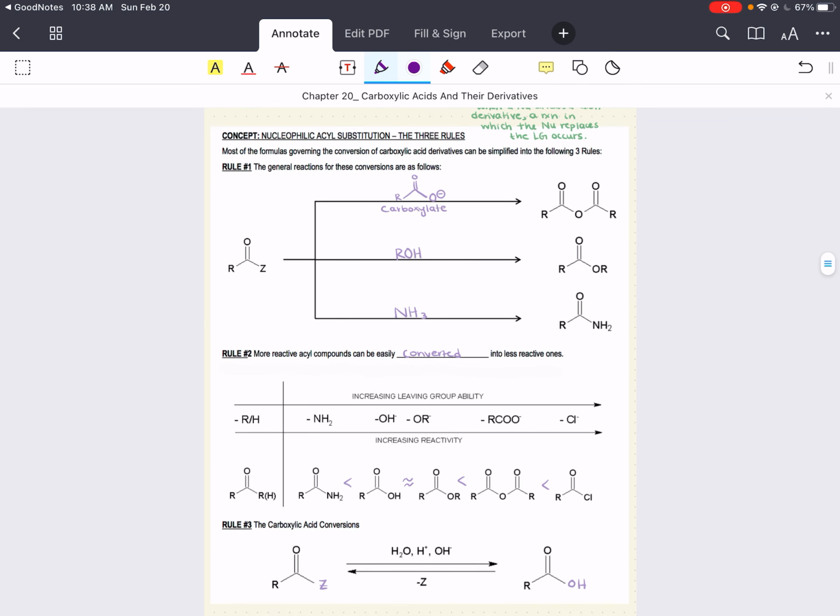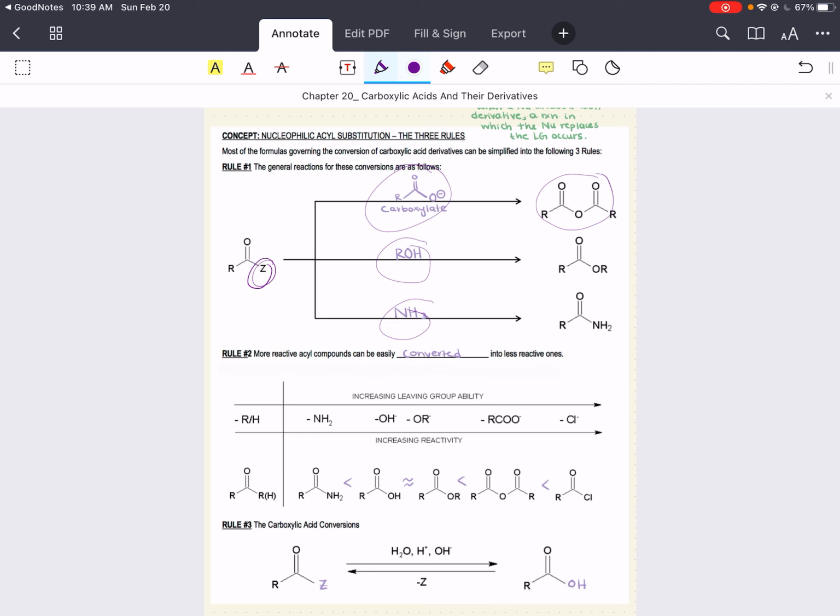A few more notes on nucleophilic acyl substitution. The general reactions for these conversions are as follows. You can replace leaving groups and stick new groups on carboxylic acids or their derivatives. So you can react with nucleophiles that will replace whatever heteroatom you have here in your carboxylic acid derivative with a new group here.